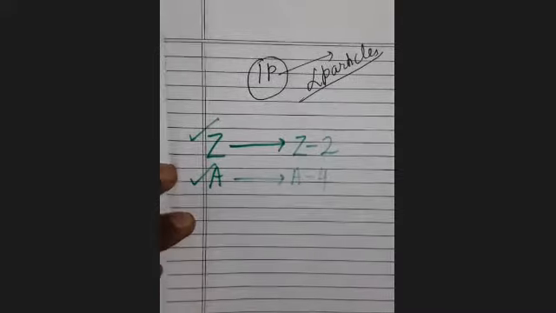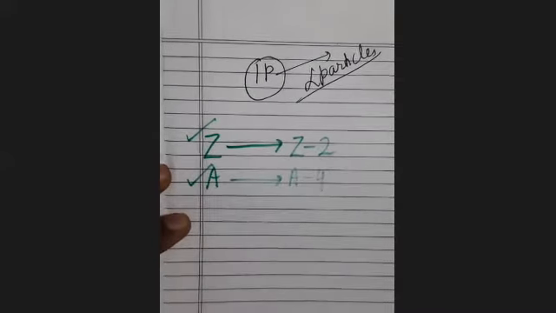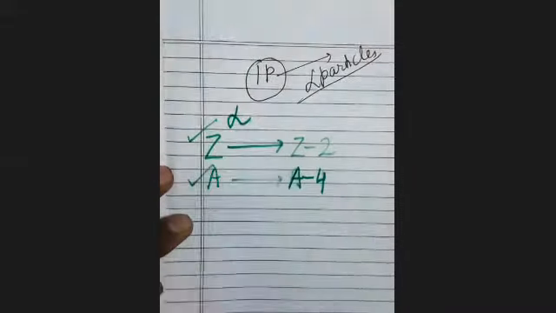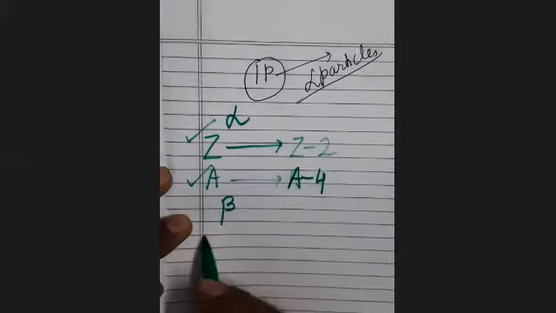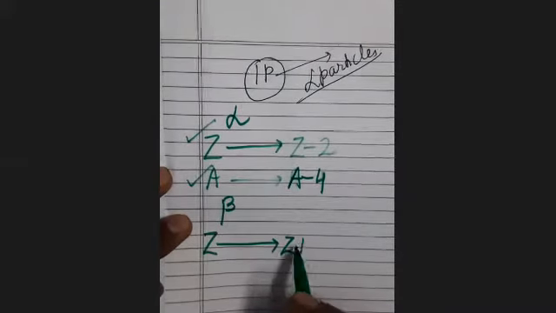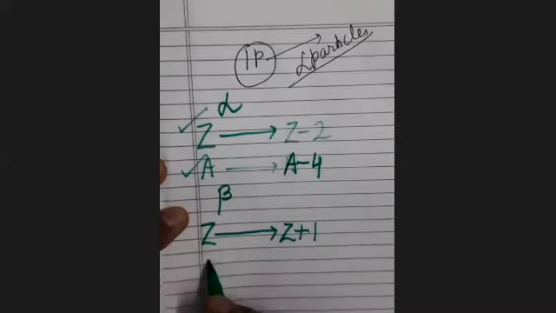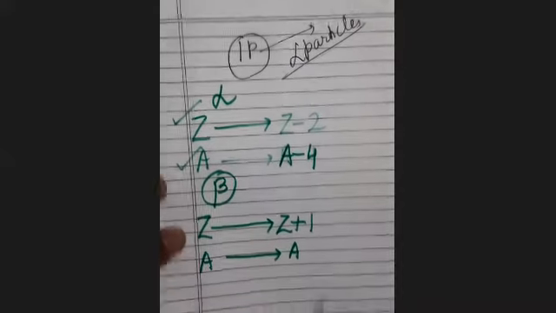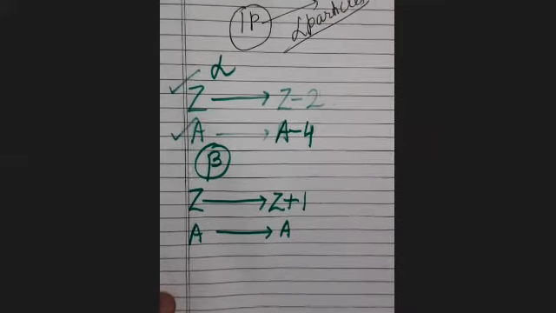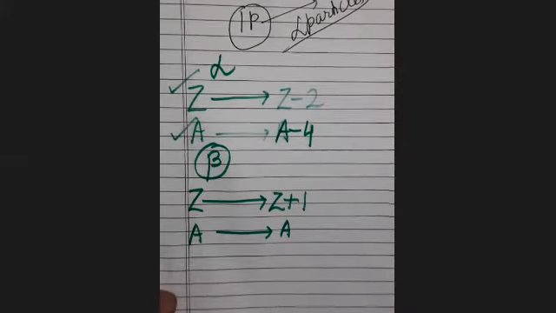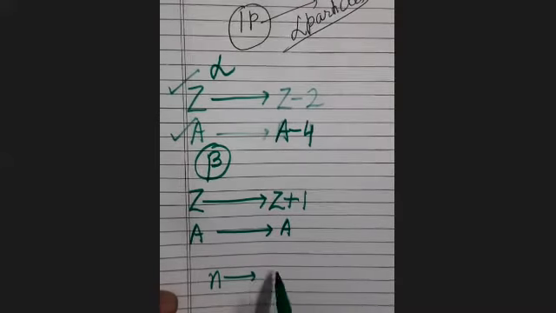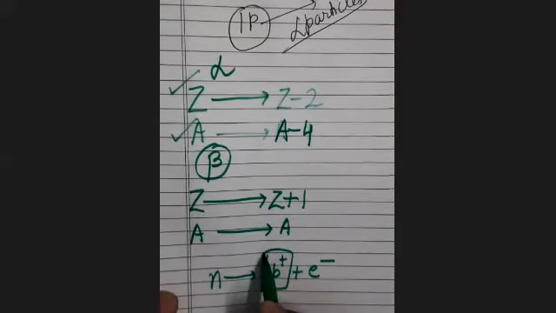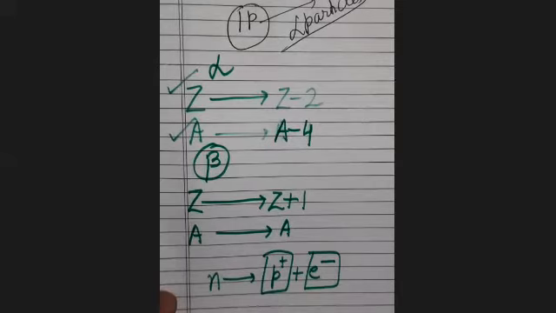Mass number is decreased by 4. When alpha particles are emitted, atomic number decreases by 2 and mass number decreases by 4. But when a beta particle is emitted, atomic number will increase by 1 and mass number will remain unchanged. As you know, a beta particle is emitted because of the splitting of a neutron into a proton and an electron. The proton remains inside and the electron comes out in the form of a beta particle.